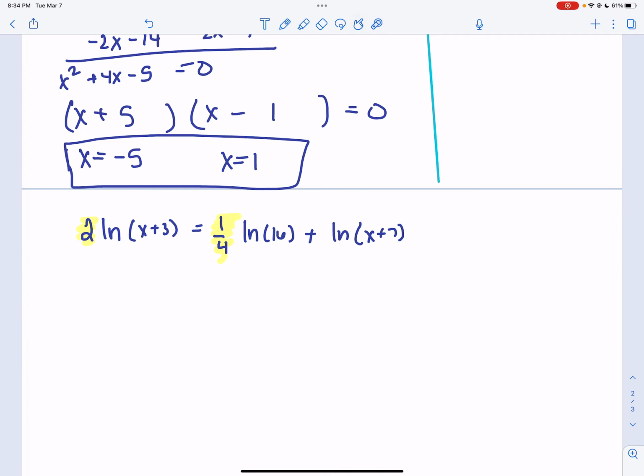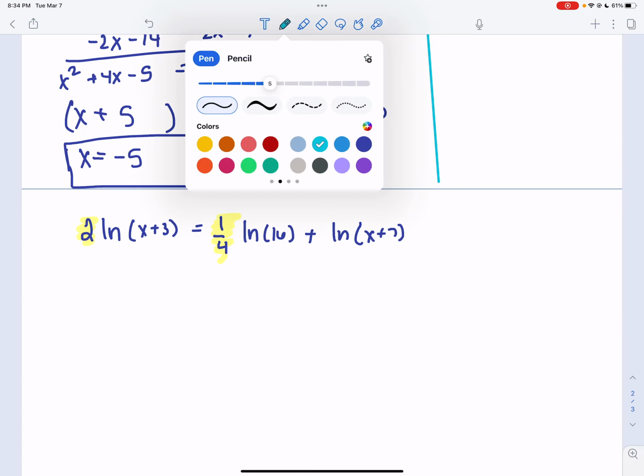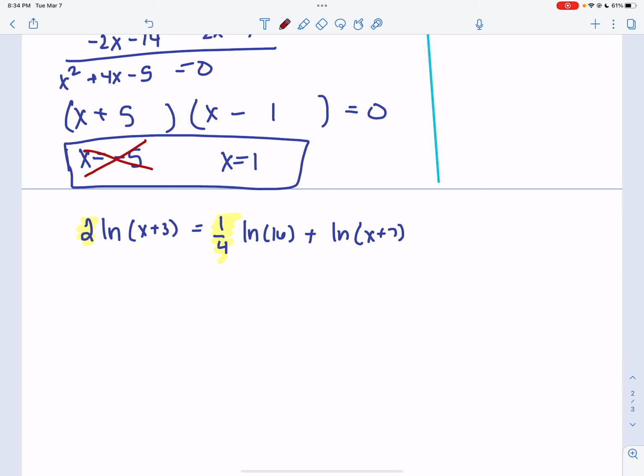Well, if I were to plug in -5 here on the left side, I'm going to get ln of -5 plus 3 or -2. We know that we can't have a negative argument inside here. So we know that -5 is going to be extraneous. So we're going to cry for 2 seconds and mourn that -5 is extraneous. Then we're going to check 1.